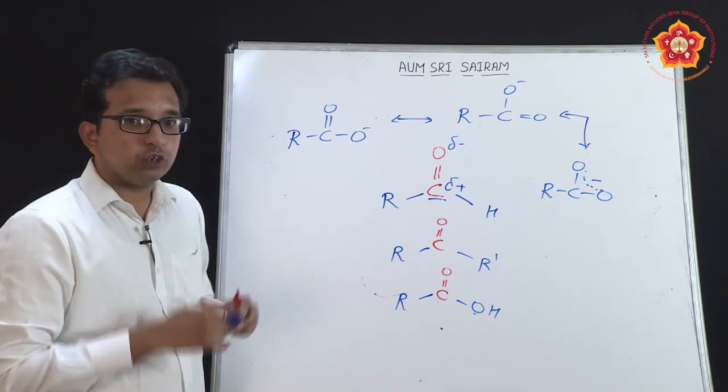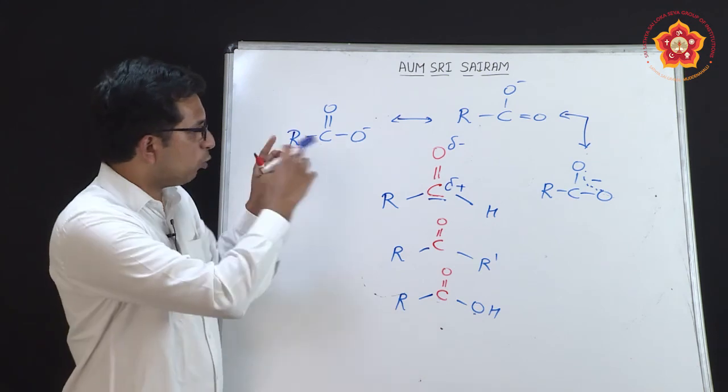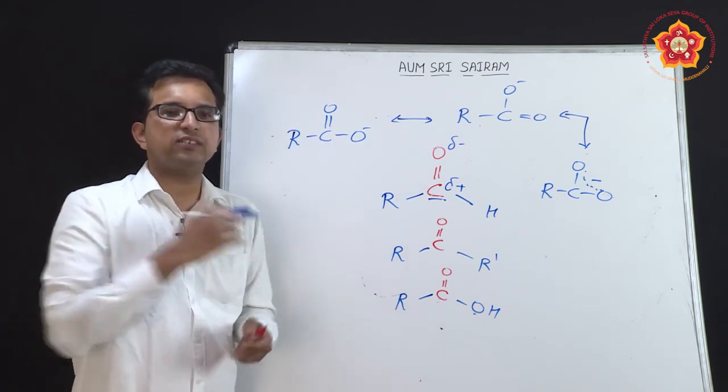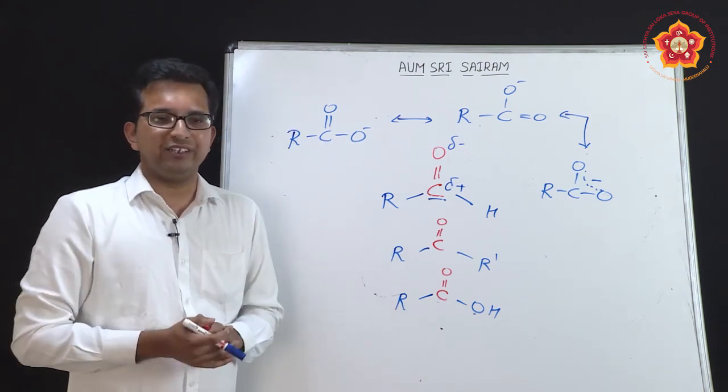So this is all about the nomenclature and the overall structure of the various carbonyl groups that we are going to study in this chapter.